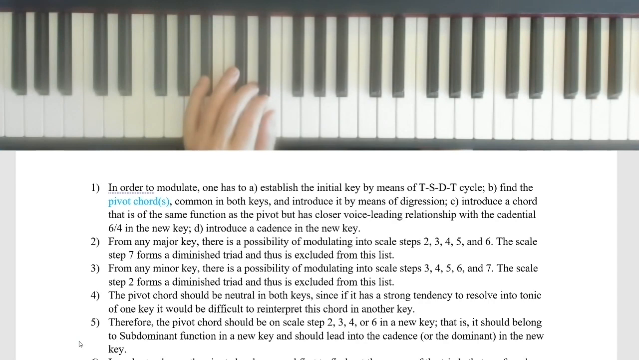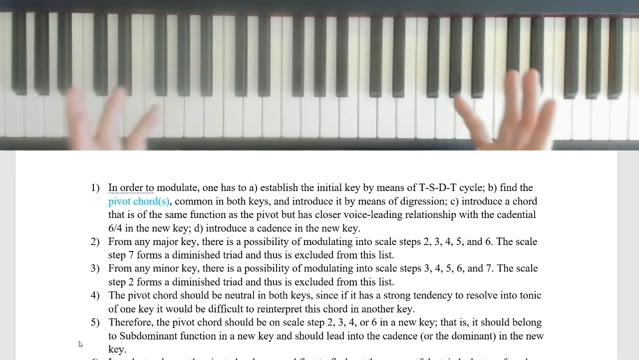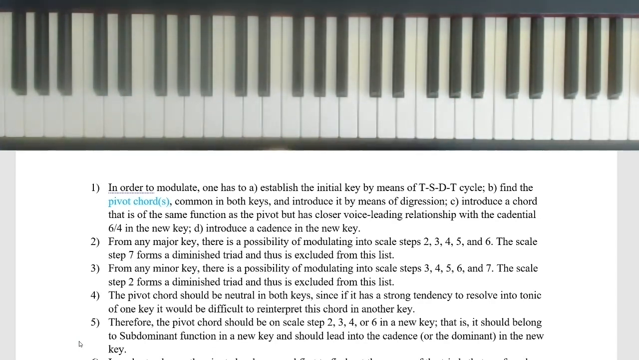And of course, the last thing that you should do, you should establish the new key by means of a cadence. Well, cadence in the context of my method is the TSGT cycle. You circumscribe, you identify a new key by providing a complete functional cycle. Only this way will we understand that we have landed in a new key.